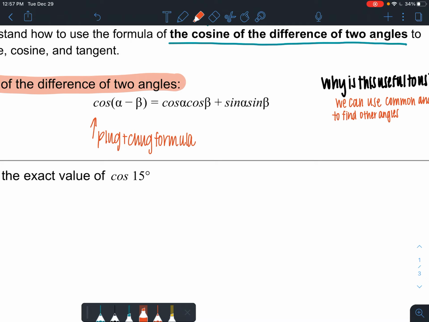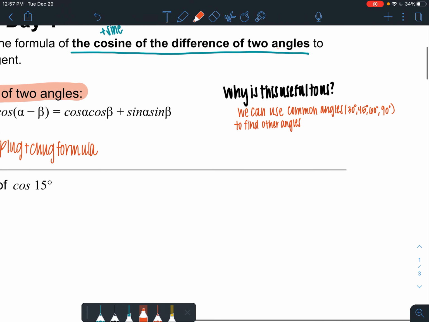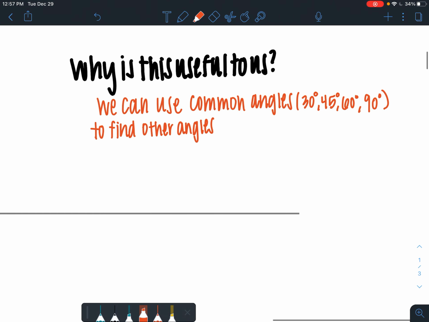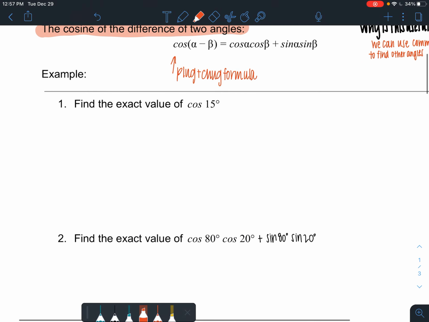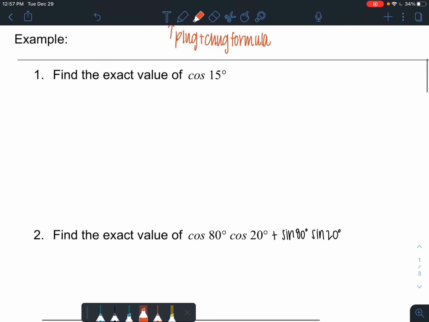Cosine of alpha minus beta is equal to cosine alpha, cosine beta plus sine alpha, sine beta. The reason this is useful to us is because we can use common angles like 30, 45, 60, and 90 that are on our unit circle to find other angles that are not on our unit circle. So jumping into our first example, it says find the exact value of cosine of 15.